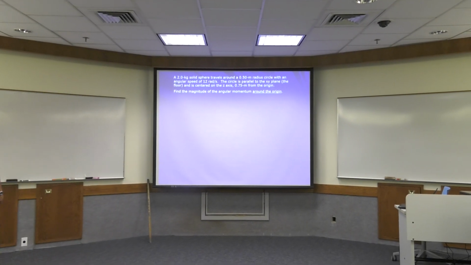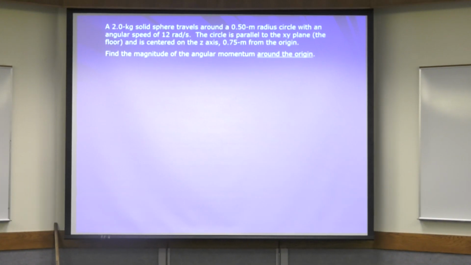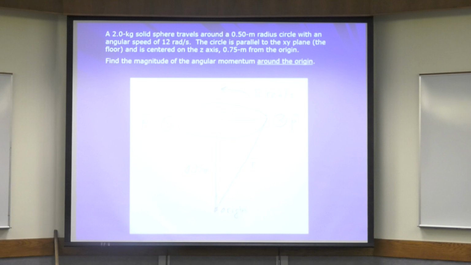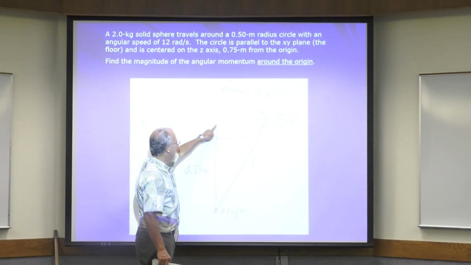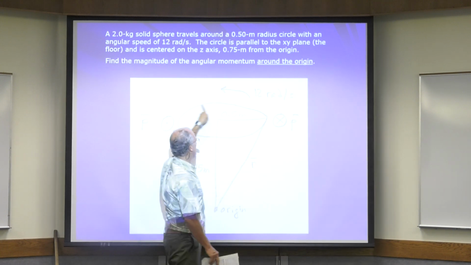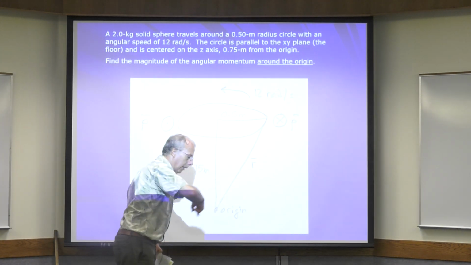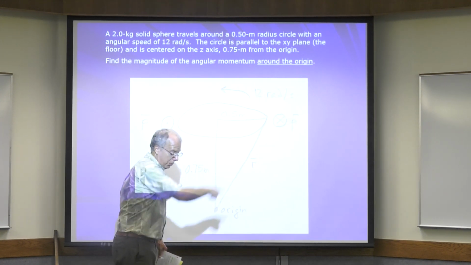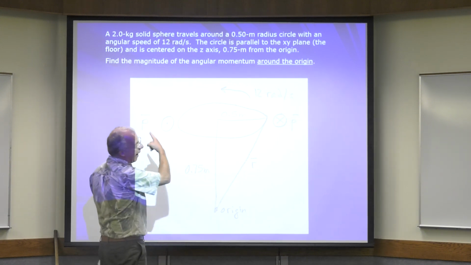All right, now, in my opinion, it's a good idea to draw the picture. This is a pretty bad picture, but I hope you understand what's going on. So this is the floor. This is 0.75 meters, and then this is this circle, right? Okay, and let's say it's going like this. It doesn't say, so it doesn't matter. Just choose whatever you want. You can choose this or this. Doesn't matter, because we want the magnitude.